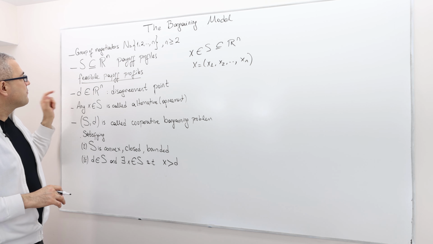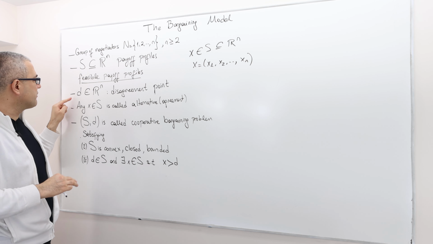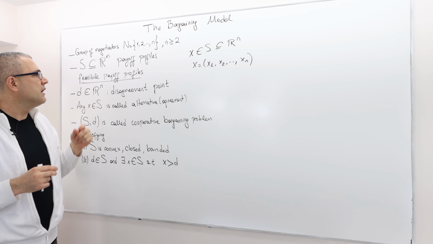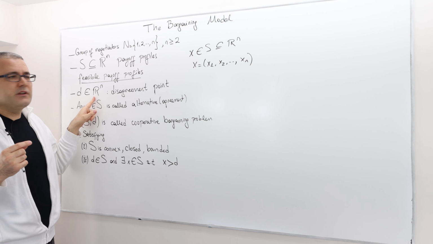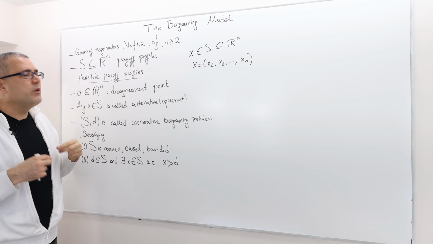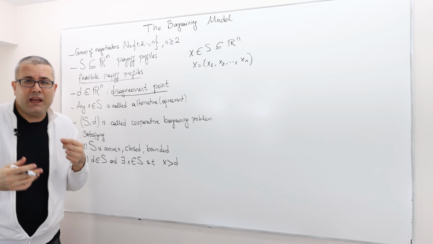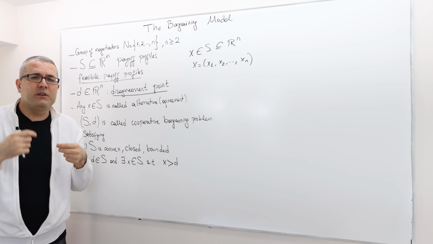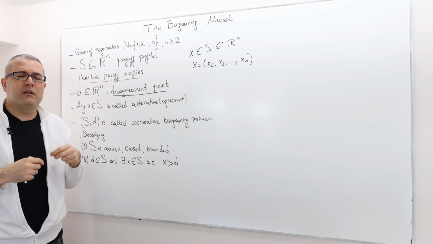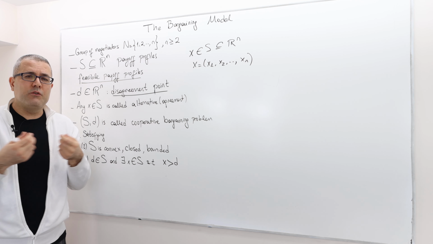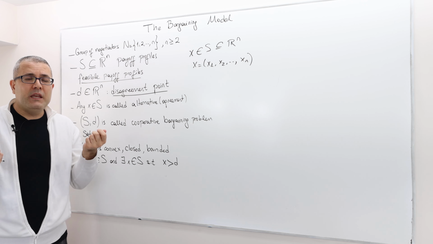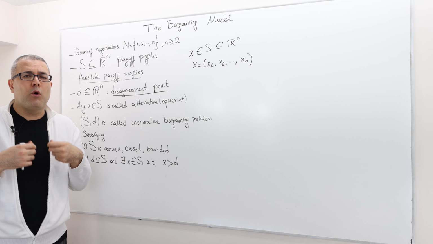Well, what else? The third important ingredient is D. D is again a vector. It's an element in Rn. We call it the disagreement point. All right. So what happens? Again, these are all coming from Nash's original model. He says, well, what if the negotiations fail? Meaning the parties cannot agree upon something.